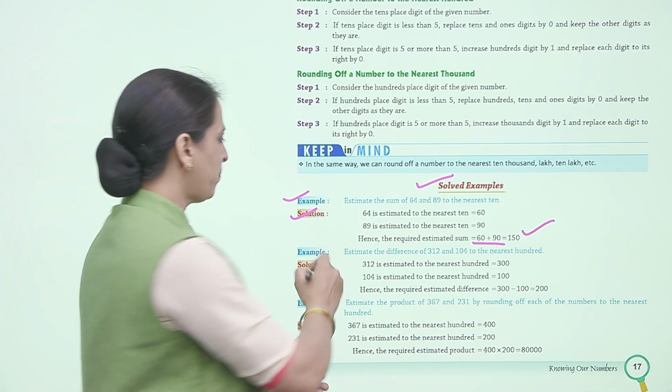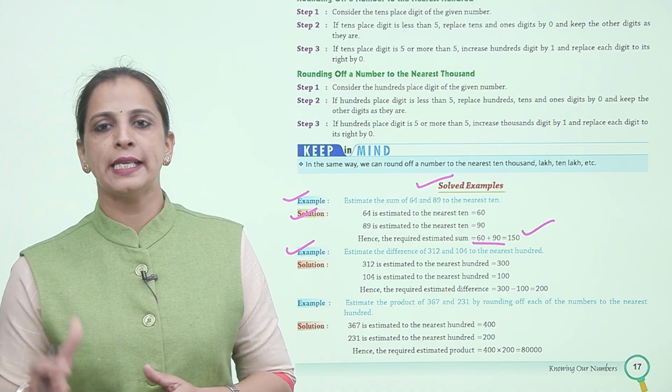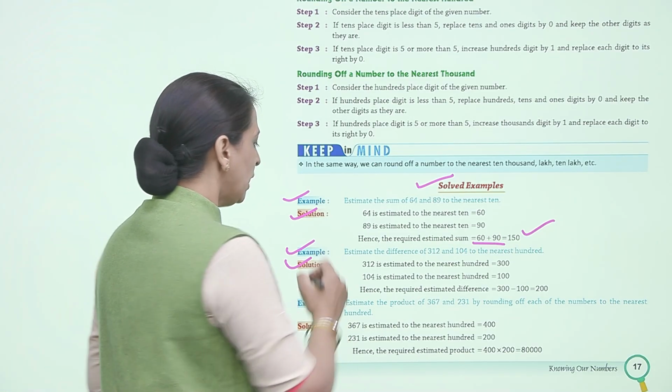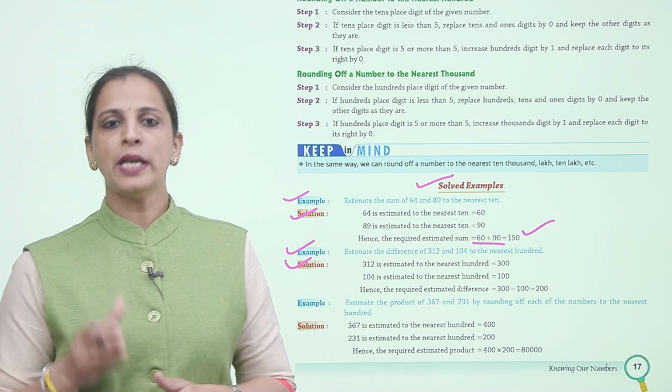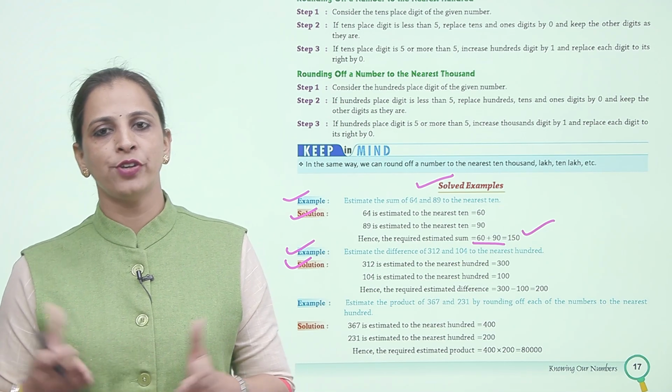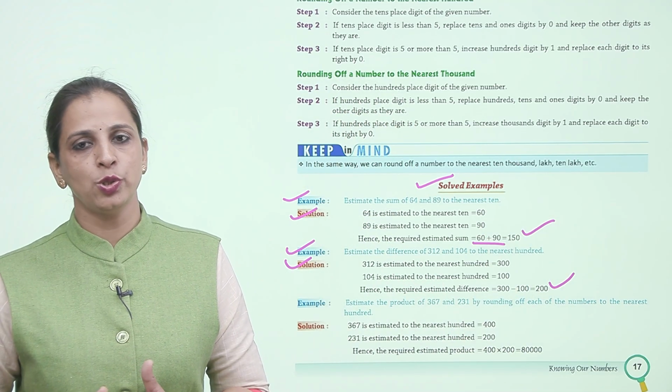Now, next example. Estimate the difference of 312 and 104 to the nearest 100. Solution: 312 estimated to the nearest 100 is 300. 104 estimated to the nearest 100 is 100. Hence, the required estimated difference is 300 minus 100, which equals 200.